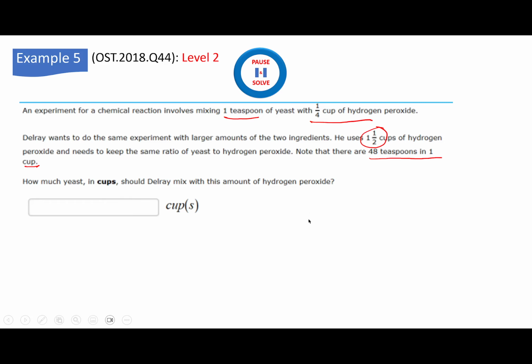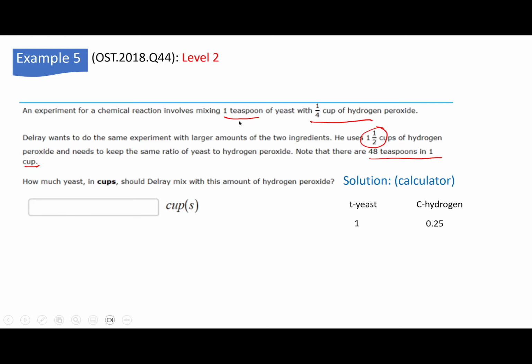Let's set it up. What do we know? Teaspoon of yeast, cup of hydrogen peroxide. 1 teaspoon, 1/4. I turn this 1/4 into 0.25. It's easier to deal like this. And I'm going to turn this into 1.5. So now he's using 1.5 cups. Then how many teaspoons does he need? X. Calculate. You get 6 teaspoons, but that's not the question, not the teaspoons.